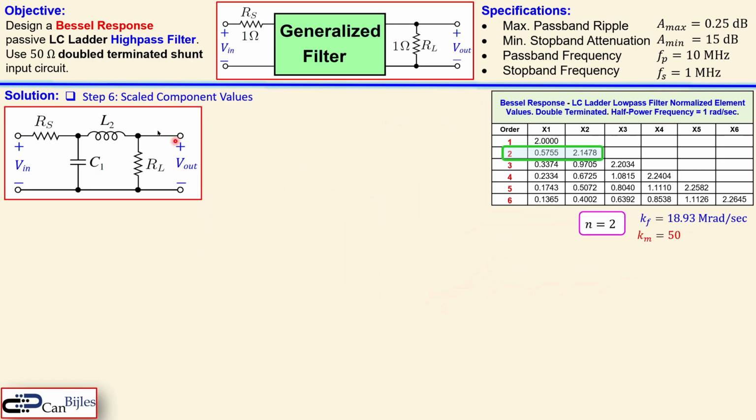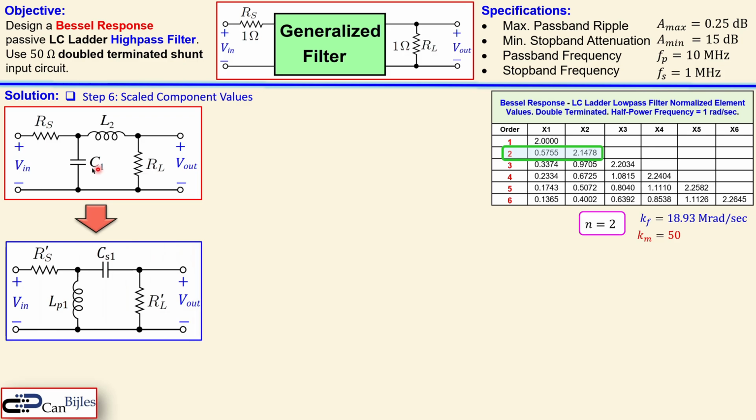First, we need to transform this low pass filter to high pass, because we need to make a high pass filter. So this goes to a high pass filter. What does change? The capacitors will change into inductors, and inductors will change into capacitors. That's the only change actually here. In addition, you also see that RS is becoming RS prime, and RL is becoming RL prime. That is all scaled up from 1 ohm to 50 ohm. And this is now the parallel inductor, and this is the series capacitor.